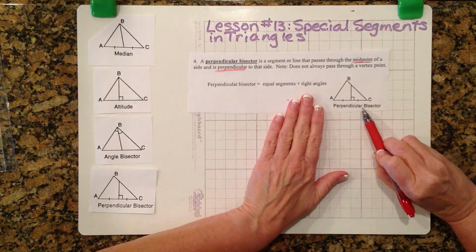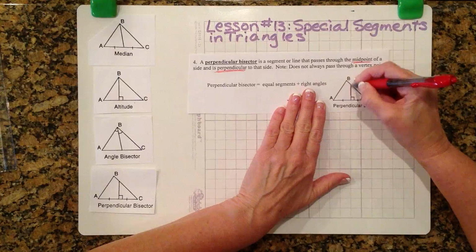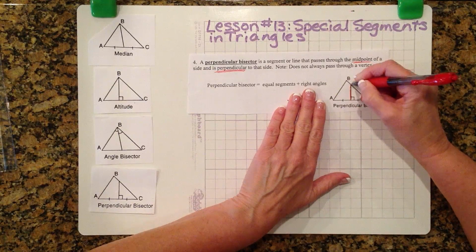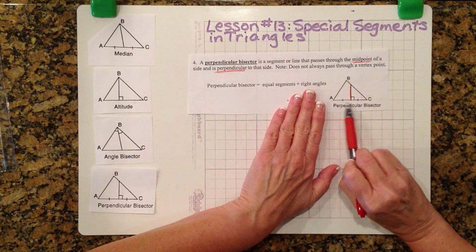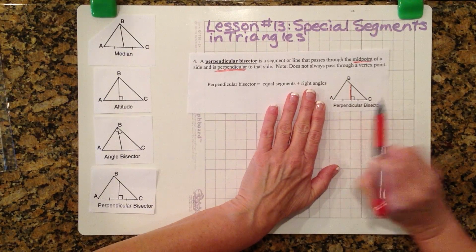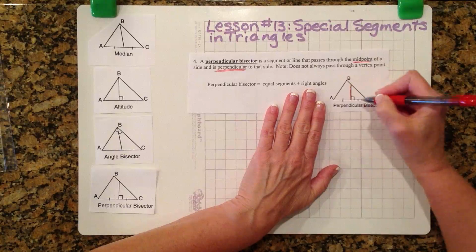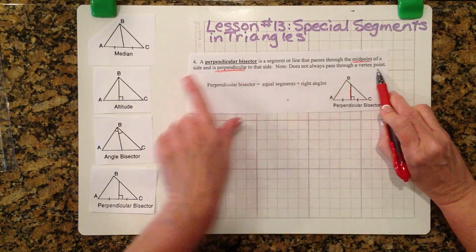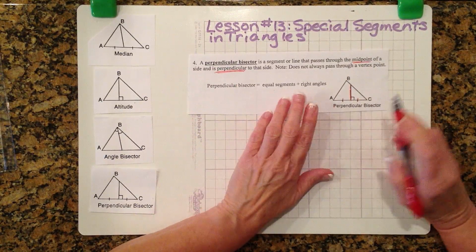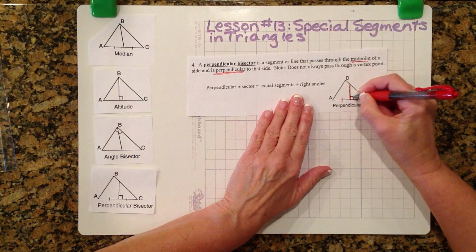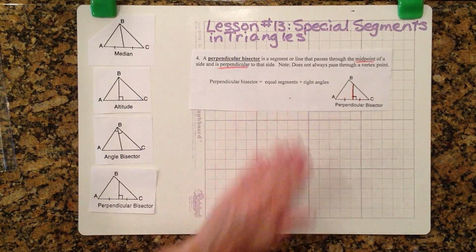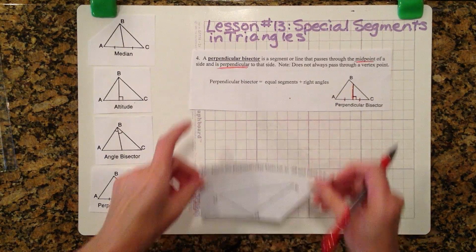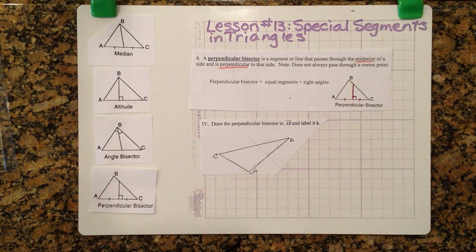So this is our perpendicular bisector right here where this red line is. If you notice, it's going through line segment AC at the midpoint. So we want to tick mark these. And it is perpendicular to AC. So it's going to create right angles right there. So perpendicular bisector is a little tougher because you have to remember more things with it. So let's look at an example.